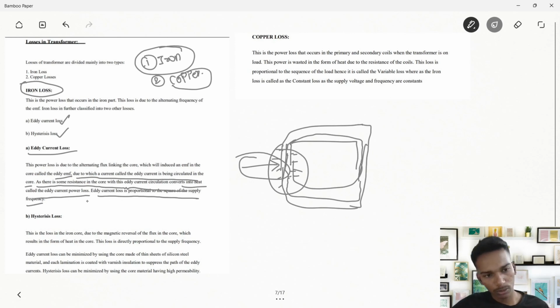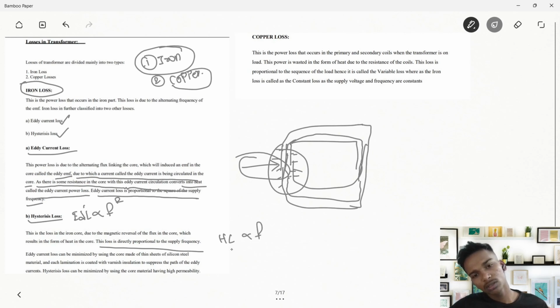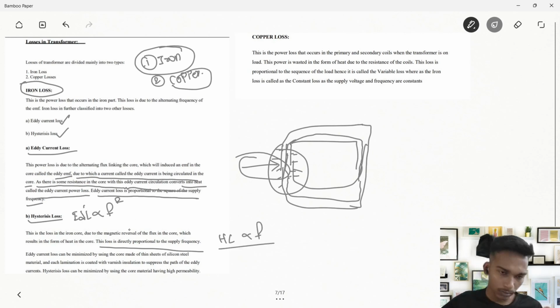Okay, I hope you guys got an idea. Now, hysteresis loss. This is the loss in the iron core due to the magnetic reversal of the flux in the core, which results in heat in the core. This loss is directly proportional to the supply frequency. Eddy current losses are proportional to the square of frequency. Hysteresis losses are proportional to frequency. Just keep these things in mind.